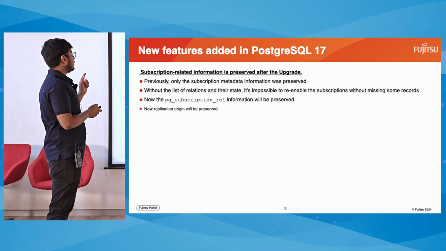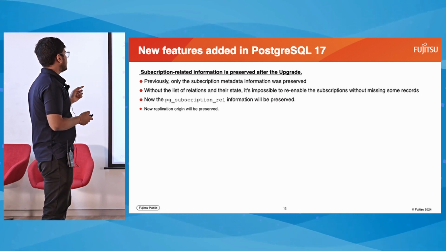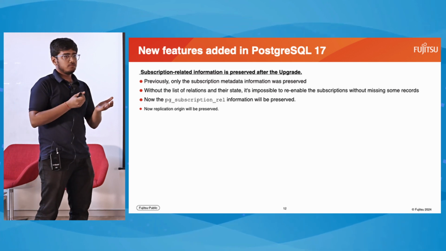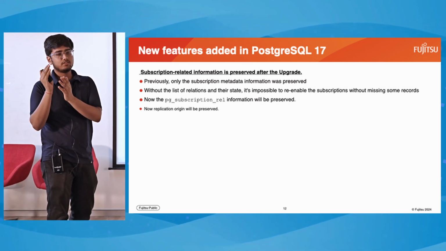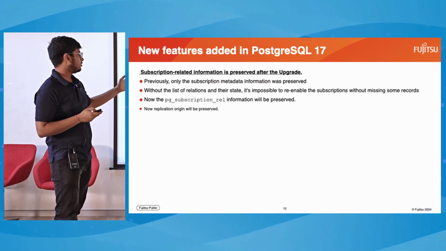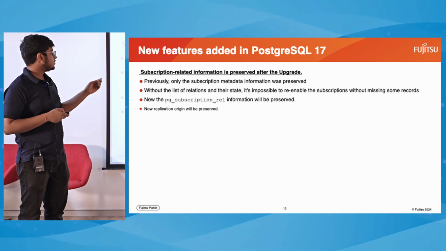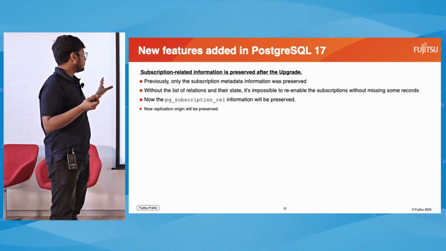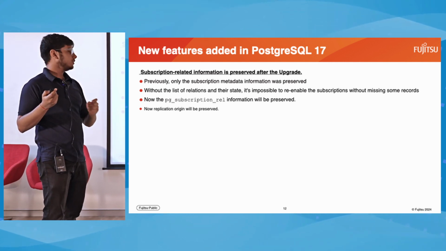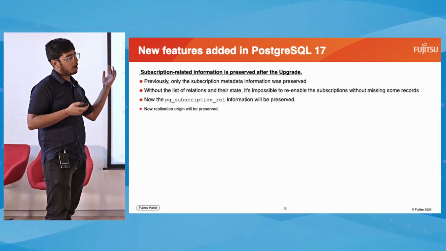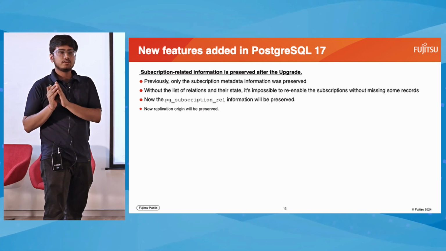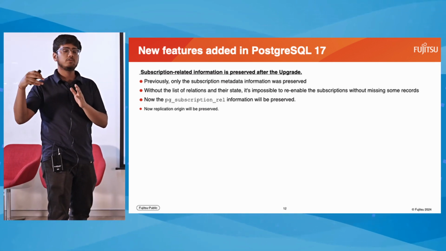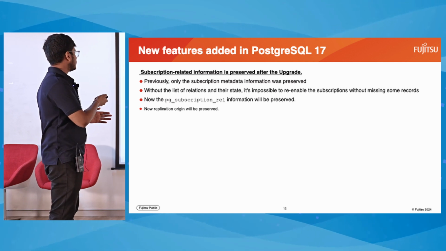That's why in PG17, during PG upgrade, we are storing the list of states and relations, which are stored in the pg_subscription_rel system catalog. That is being preserved, and also the replication origin, or we can say the LSN up to which replication has been done, is stored. So now after upgrade, the replication can simply move on. We don't have to do additional steps.